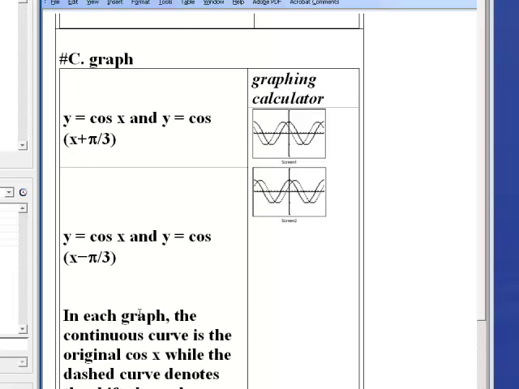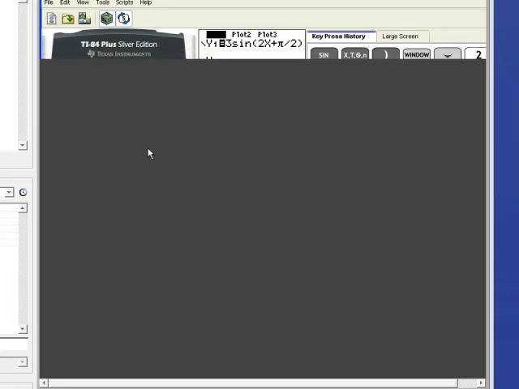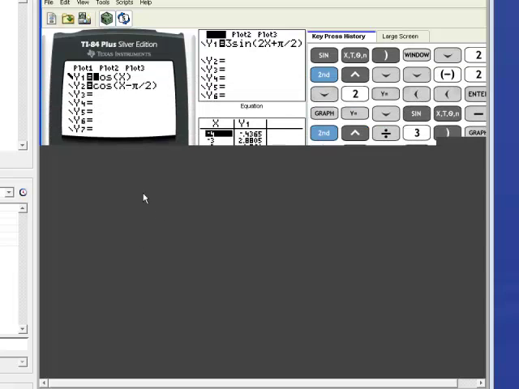Where it says, again, graph 1 complete cycle of each of these equations, which is y equals cosine of x plus pi over 3. And I'm going to do the same thing. I'm also going to graph y equals cosine x, and in contrast, I will also do y equals cosine of x minus pi over 3 and cosine x itself. So let's go ahead. So just the cosine again in bold.